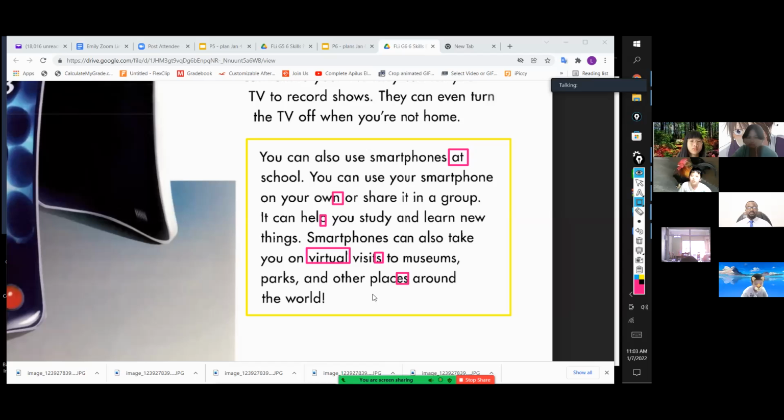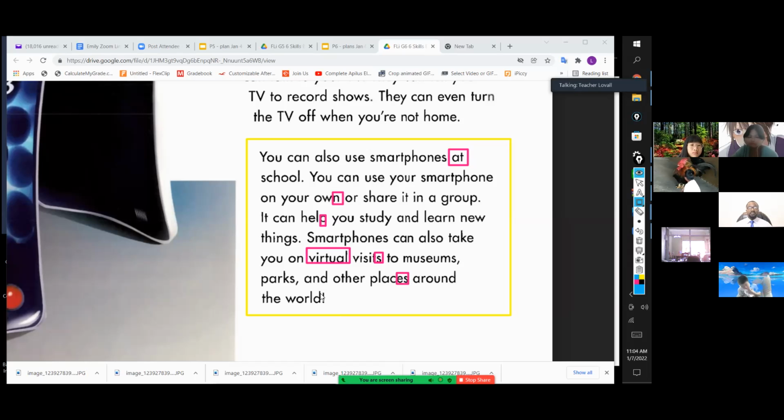Very good. Okay. All right. Now let's say at. Own. Help. Virtual. Visits. Places. Wonderful.